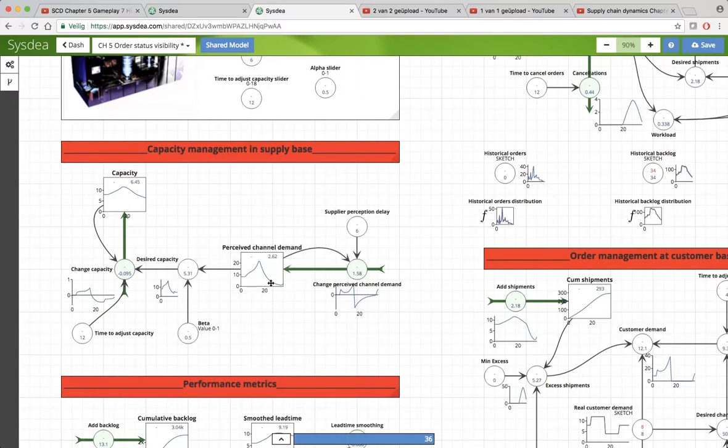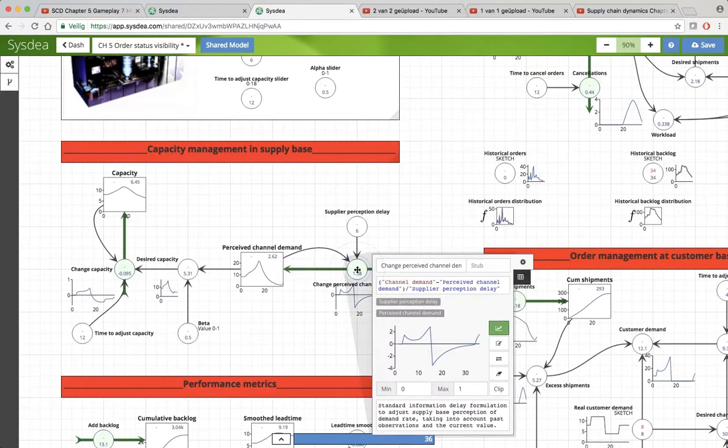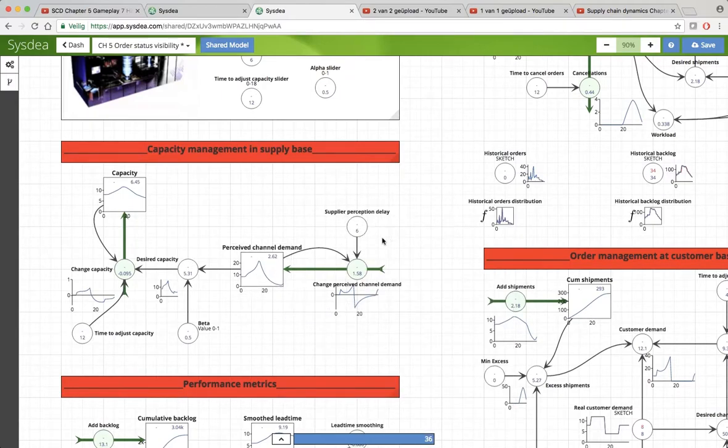The perceived channel demand is a function of the channel demand that we had earlier on. So that's the demand that actually the OEM is receiving, and that is inflated. This then is fairly straightforward again. Information delay in the sense that this is the channel demand, the current signal. This is a smoothed average of that over a certain supplier perception delay.